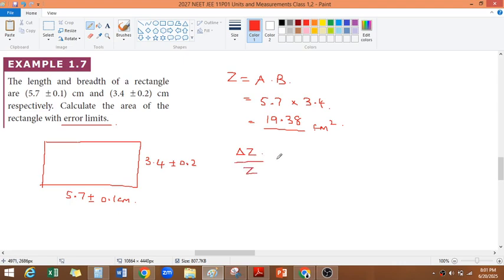Then you have to remember this formula: del z by z is equal to delta a by a plus delta b by b. That's what we derived. So that means delta z is what I want. Z, we just now calculated it, 19.38.